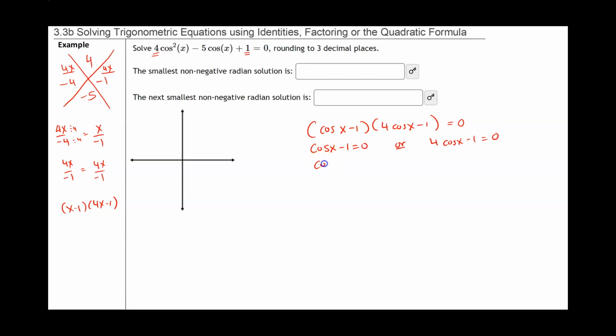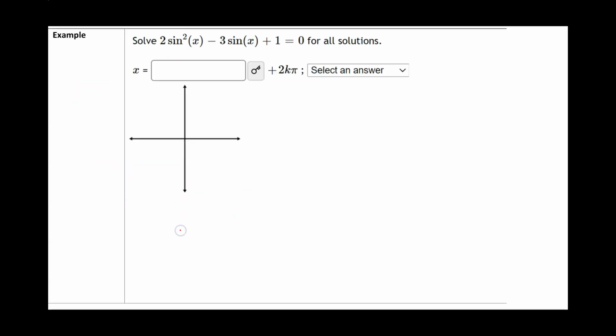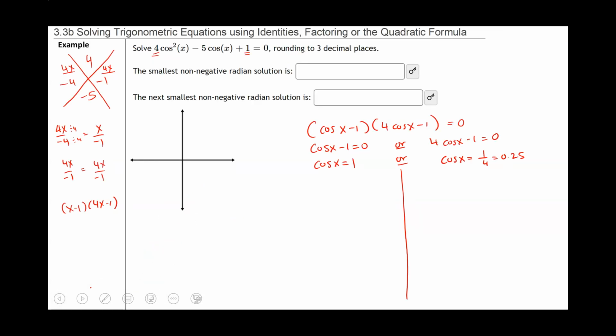For the first one, we have cosine of x equals 1. And then if I get the cos x by itself in the second one, I'm going to get cosine of x equals 1/4, which is equal to 0.25. Now, our objective is to solve both of these equations. For cos x equals 1, I know that whenever cosine or sine equals 1, I'm going to get a quadrantal angle. Let me repeat that. Whenever cosine or sine of x is equal to 1, I am going to get a quadrantal angle.